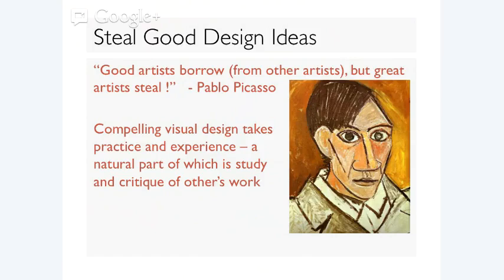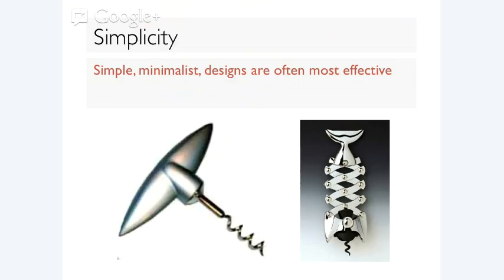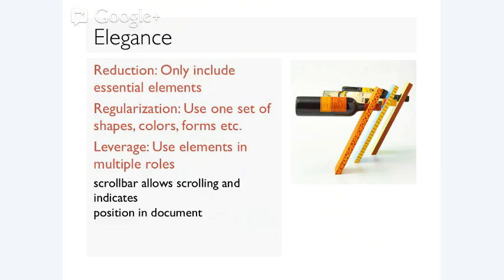All right, so let's talk about simplicity. Minimal designs are often, not always, the most effective. And what are some of the ingredients? Well, one is reduction. That is, you want to strip down ornamentation, only leave essential elements that are necessary for something doing its intended function. Part of reduction is also regularization. So be consistent. Make the same design decisions over and over again for different aspects of your design. And whenever you can have one element perform multiple roles, do that.